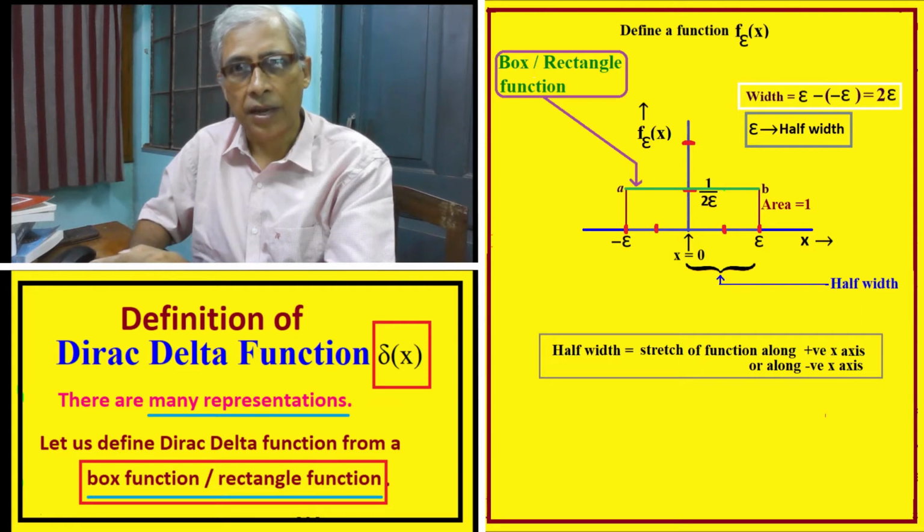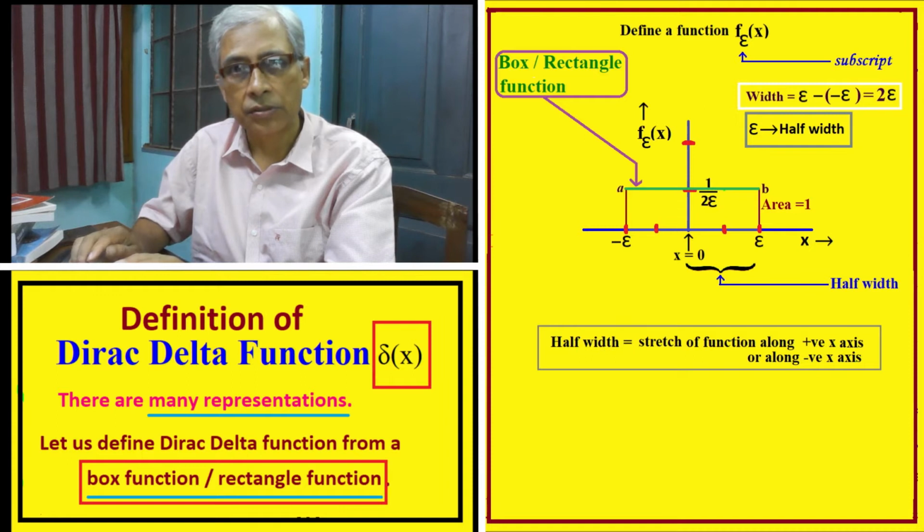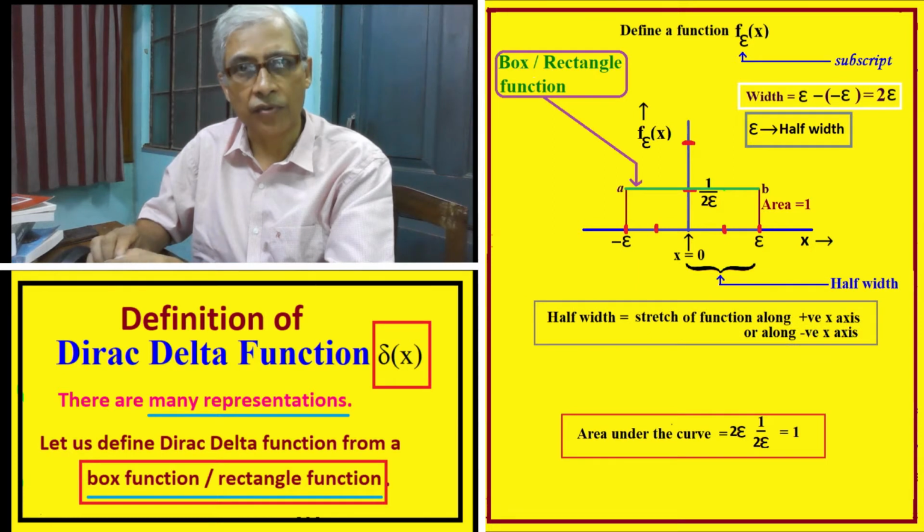Clearly, half of this width, or alternately half width, is epsilon, and we label the function f of x by attaching the half width as a subscript. And so we have written f of x with epsilon as subscript. A very important characteristic of the function we have considered is its area. I mean, the area that it hides under its stretch, which is a rectangle, as you can see over there.